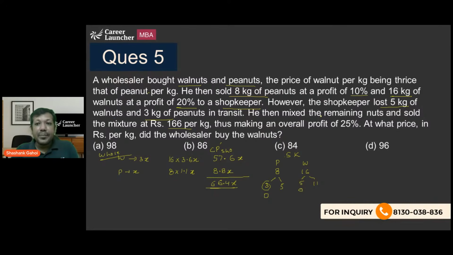Okay. He then mixed the remaining nuts and sold the mixture at 166. So basically, how many nuts does he have? He has 5 plus 11, 16 kg nuts, and he is selling at 166. So that is his total selling price. And he made an overall profit of 25%. So what is the cost price for him? That is 66.4x. X was the cost price. This is the selling price, and the profit is 25%. So they should be multiplied by 5 by 4. And both values should be equal.